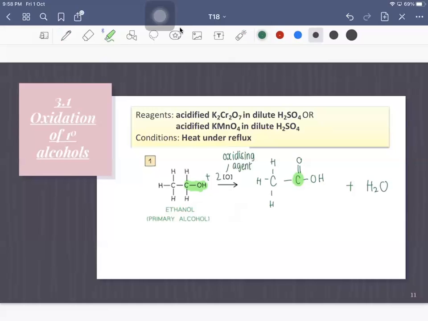Okay, so you have a new functional group, which is COOH, or a carboxylic acid, and this is only achievable with primary alcohol. Okay, so make sure you highlight only primary alcohol can give you a carboxylic acid. In this case, we call it an ethanoic acid, which is a carboxylic acid. Okay, if you want to pause here, you can pause it now.